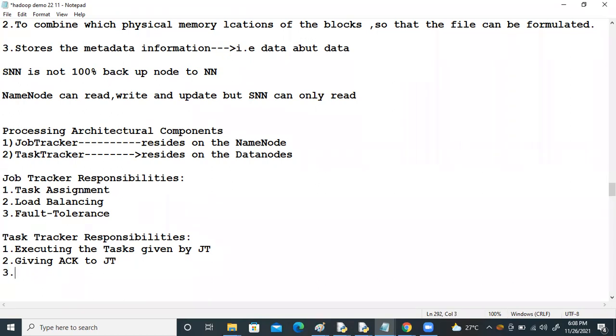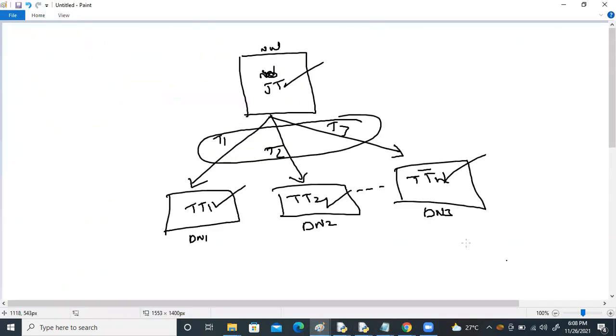The job tracker sends heartbeats. Here I've got a couple of queries. How does the job tracker come to know that a particular slave is down? Anyone? We have got heartbeats, right? Heartbeat signals between them, and based on these heartbeat signals it knows.